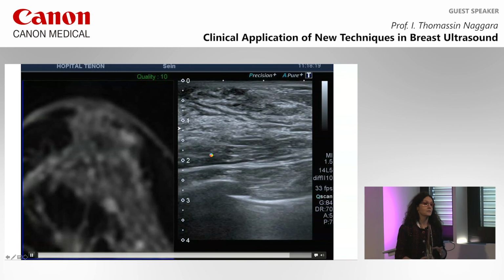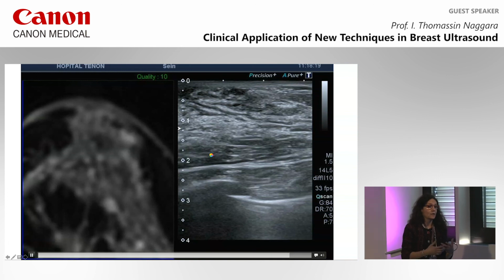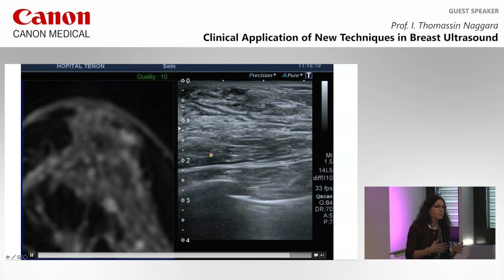And conversely, sometimes in lesions with subtle distortion, elastography will be good and SMI less good because of low vascularization. In that case, the combination of both helps you optimize your specificity in all lesions.